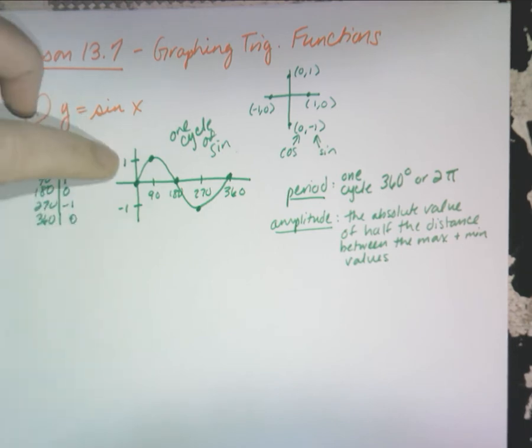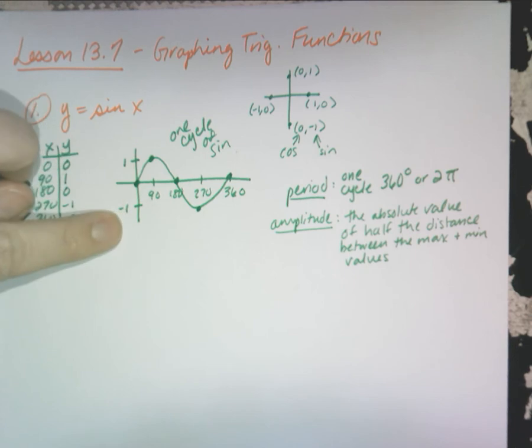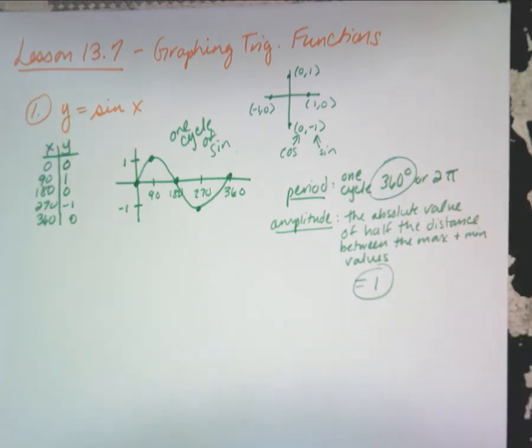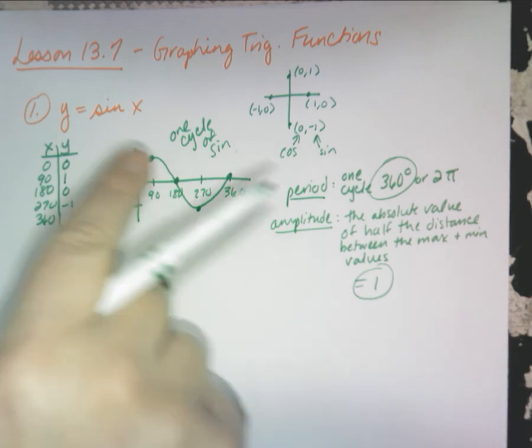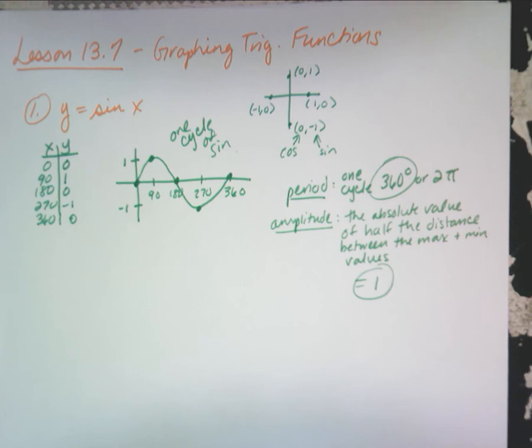So if my max is 1 and my min is -1, and I take that distance, that's a distance of 2. Would you all agree, right? But take half of that distance. What's half of that distance? 1. This has an amplitude of 1. So sine graphs almost always have a period of 360 and an amplitude of 1, unless we change the number next to x or a number outside of x, which you'll find out when you do your homework tonight. So there's sine. Very easy.